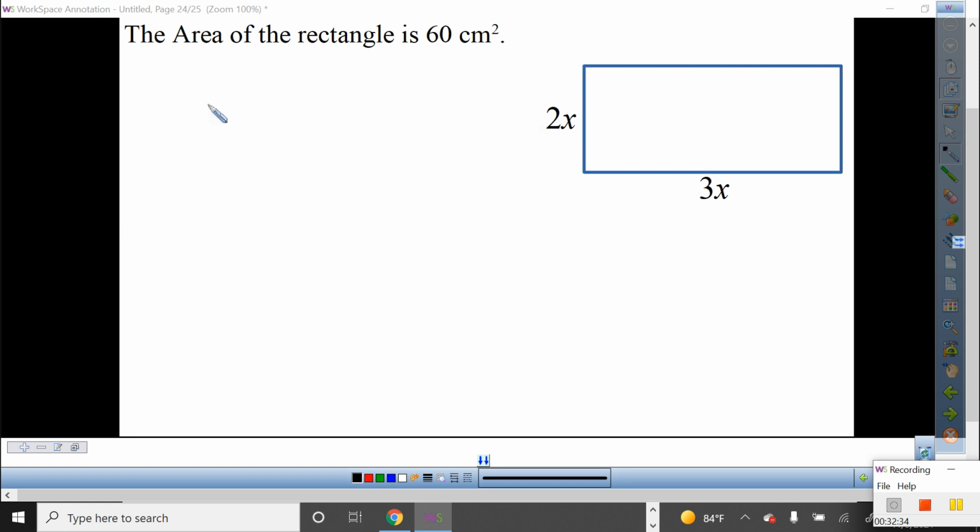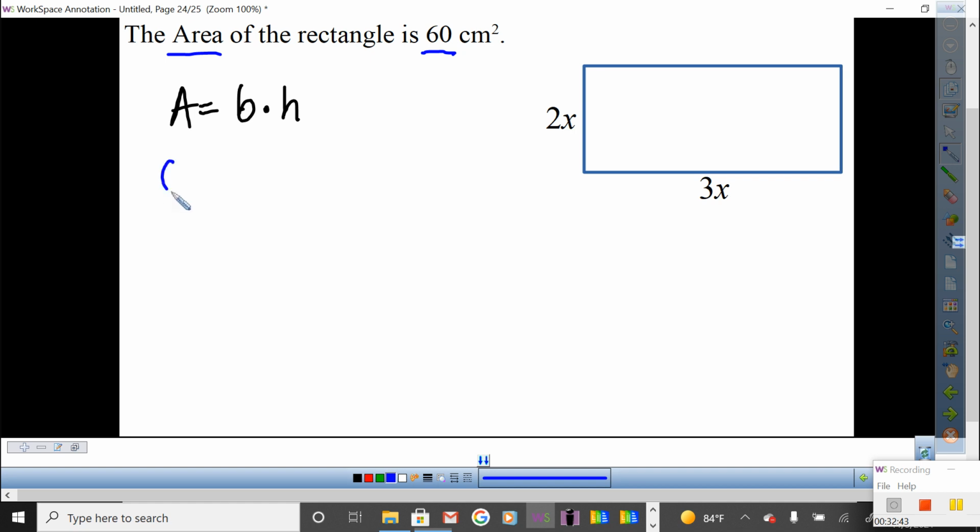So watch. Let's start with the formula. A equals base times height. What does A stand for? So what is the area? 60. So instead of A, we write 60. Next, instead of B for the base, what do I write? Yeah, 3x. That's the base. Times. Instead of the height, what do I write? Yeah, 2x. We multiply and then we solve.